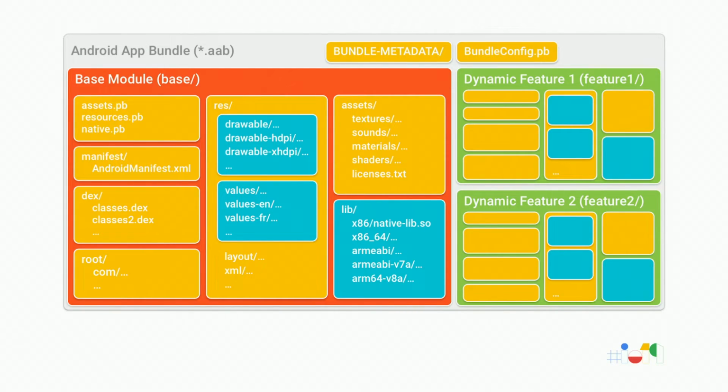So instead of uploading an APK to Google Play, what you do is you put everything, all your native libraries, all your different screen density resolution assets, all your localization files into an app bundle, and you upload that to Google Play.